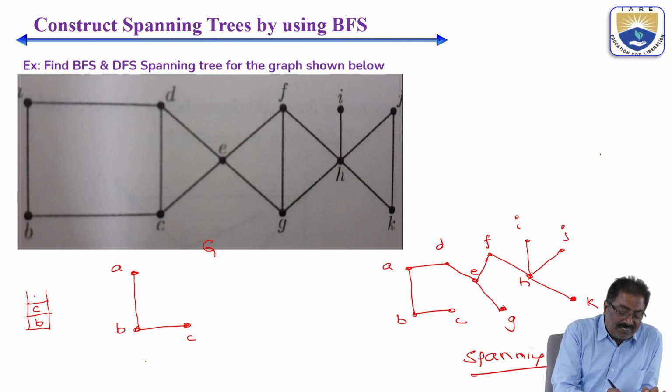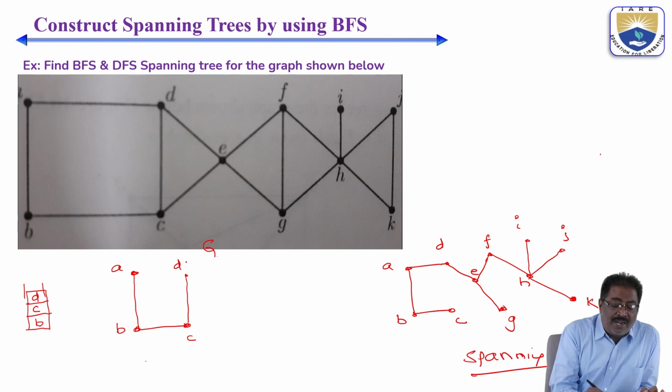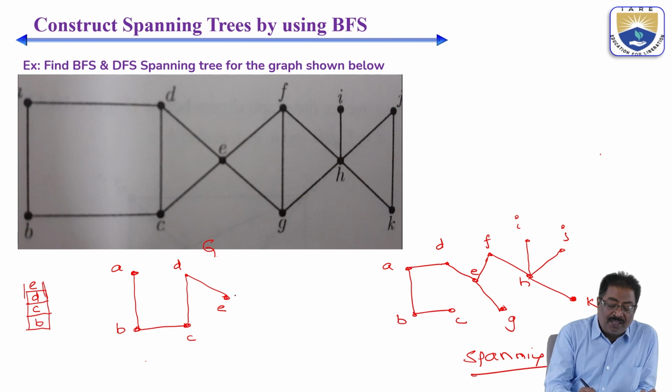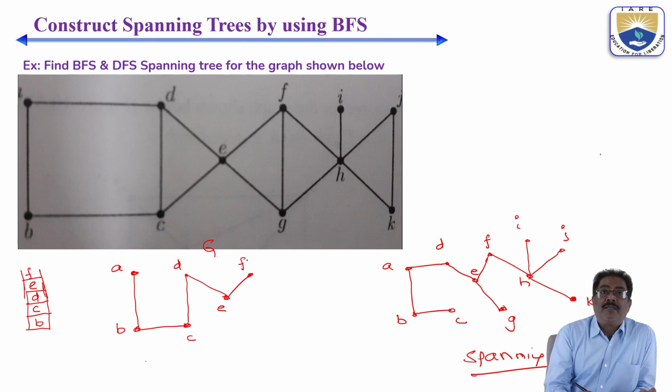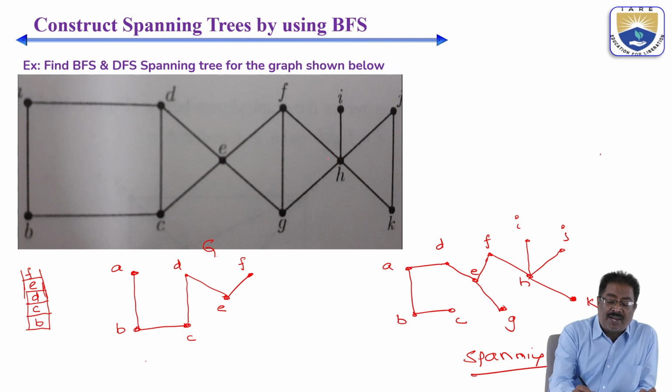Both are correct, but I am just following alphabetical order. So the adjacent node is D. I put it into the stack, then consider D, and the adjacent node from D is E, which is not visited. Then I keep E, and from there F and G are adjacent, and I will consider any one of these two. I consider F, and the adjacent vertices of F are G and H.